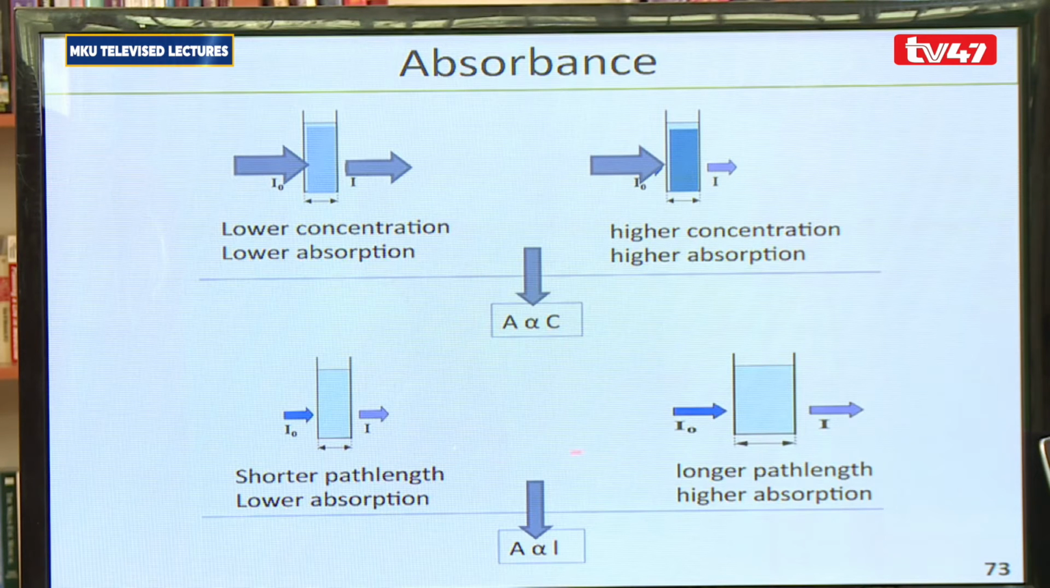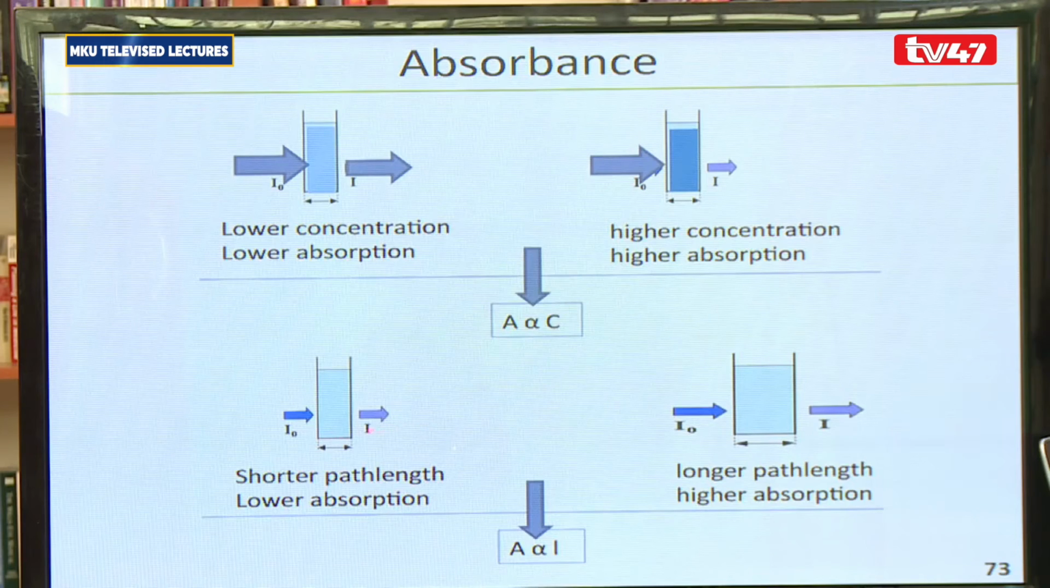What is the relationship between absorbance and the path length? We can use L or B. So this is the same as B, the path length. Now in this case we are saying, again, there is going to be a direct relationship. Notice that on my right side, the path length is short. On this side, the path length is longer.